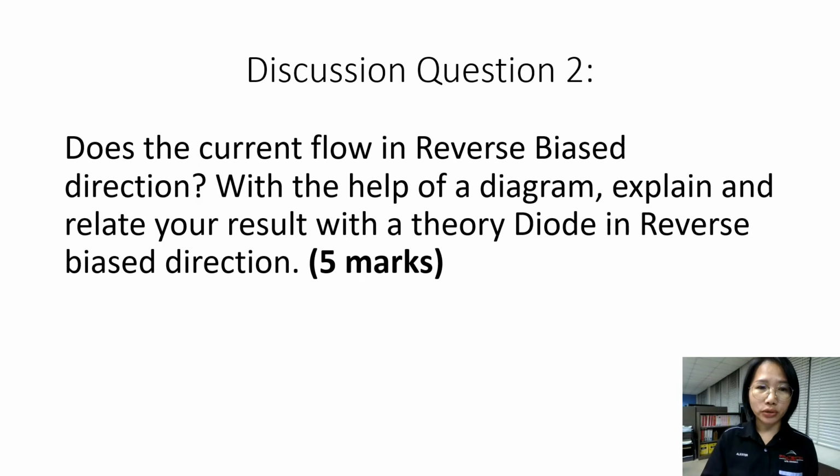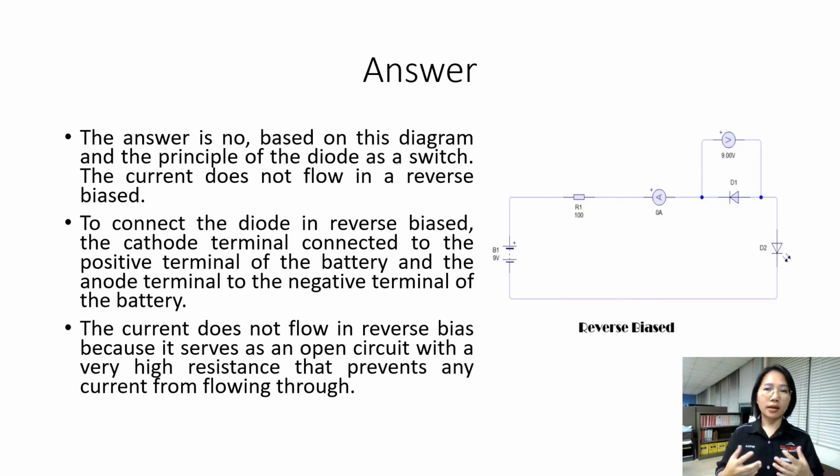Discussion question number 2. Does the current flow in reverse bias direction? With the help of diagram, explain and relate your result with the theory diode in reverse bias direction. Does the current flow in reverse bias connection? The answer is no. Based on this diagram and the principle of the diode as a switch, the current does not flow in reverse bias.